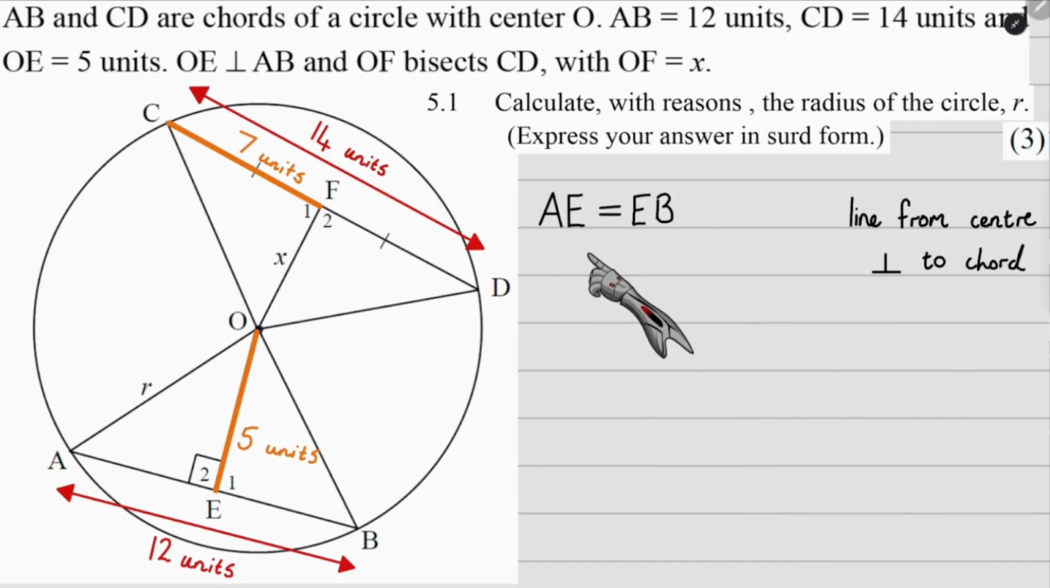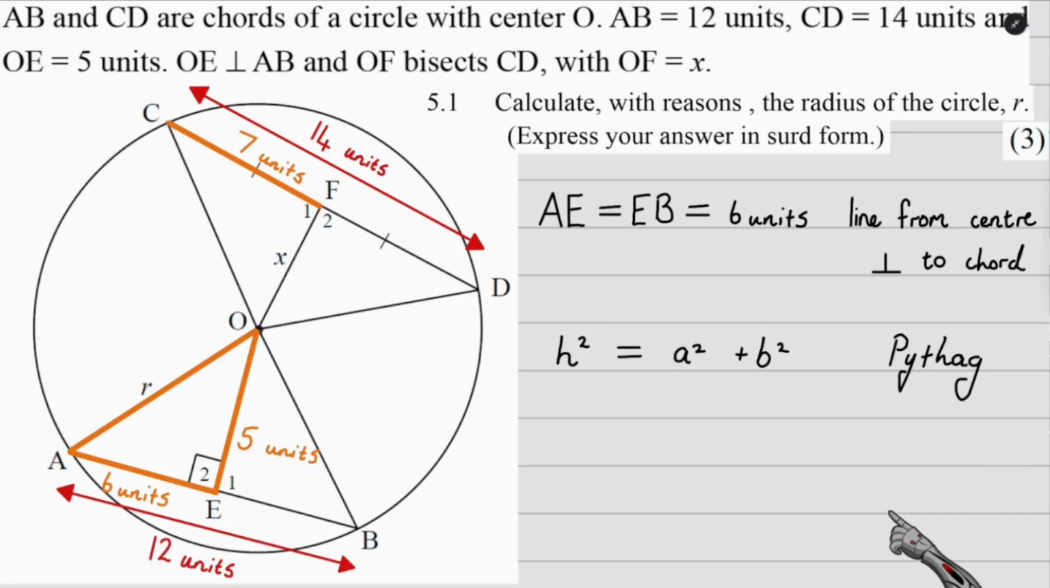And we're going to state it just like this. AE equals EB, line from center, perpendicular to chord. And then if this is 12 units, I'm just going to halve that to get the length of both of these sides. So if I halve that, it gives me 6 units. So now you can see I've set myself up for the Pythagoras spot.